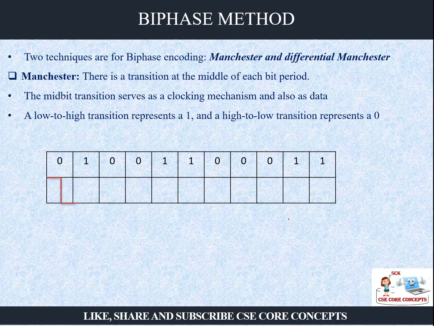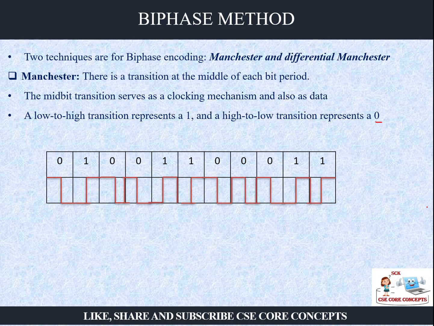So let us see, this is the mid bit transition. So since it is a 0, first of all we represent it with high to low. So you can see the transition takes place in the middle. Second is the one that will be a low to high transition. Then comes a high to low, again a high to low, then a low to high. For one again a low to high, then high to low, high to low. For the third 0 again high to low, then low to high and low to high.